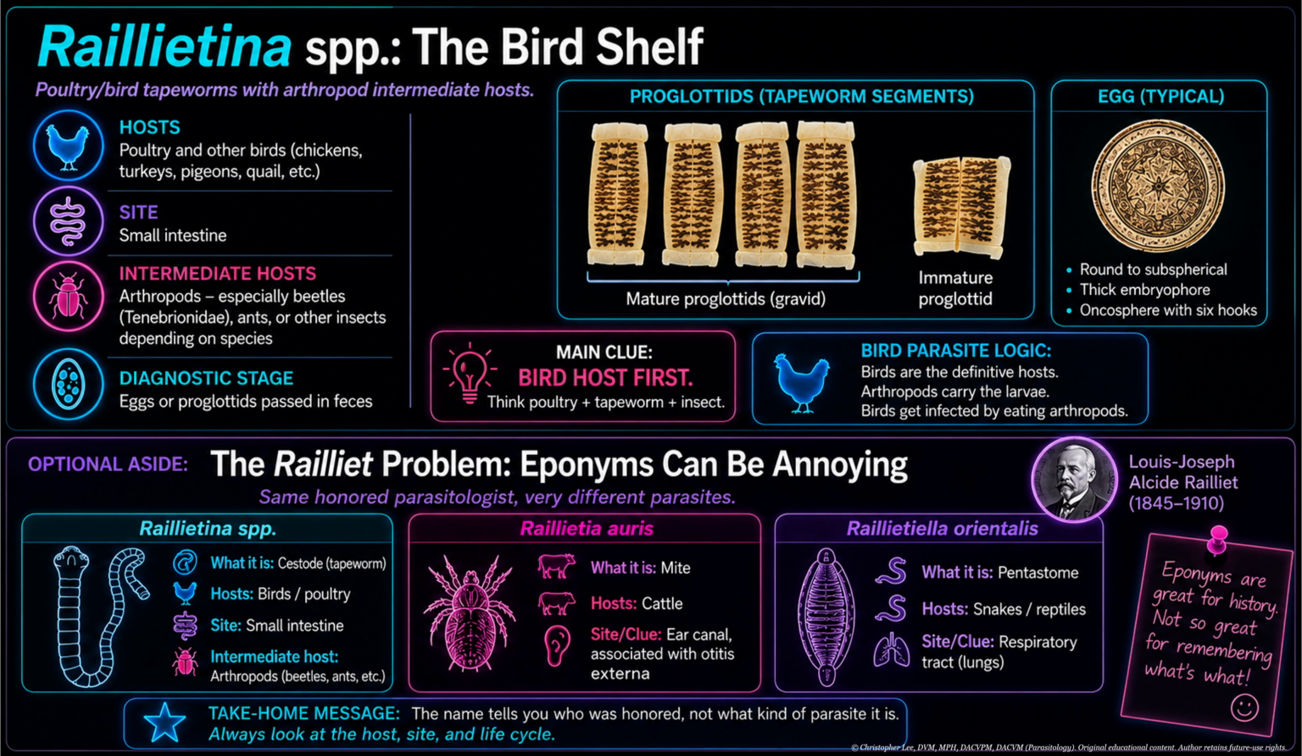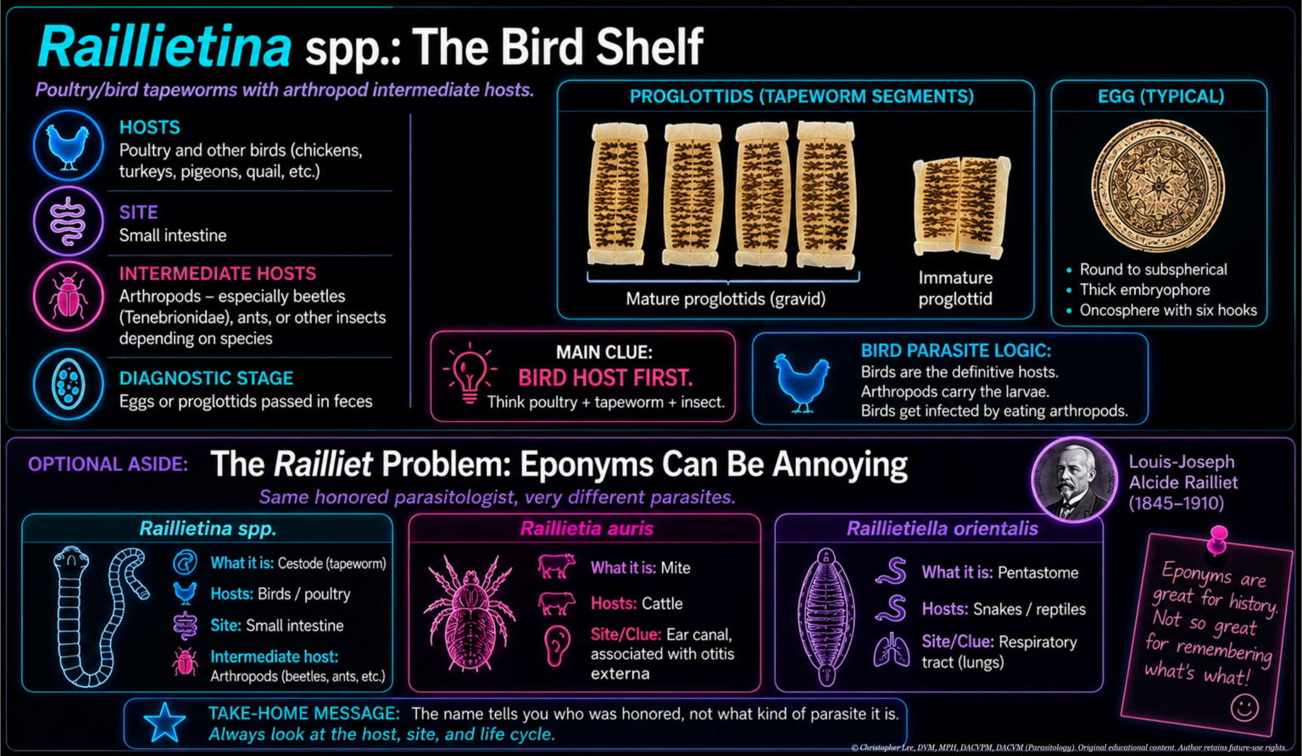Now to avian tapeworms, Raillietina species. Adults live in the small intestine of poultry and other birds. Depending on the species, beetles or ants serve as intermediate hosts, and birds become infected while foraging and eating those arthropods. Diagnostic clues include egg capsules or proglottids in feces. Remember, bird host, small intestine, arthropod intermediate host, Raillietina.